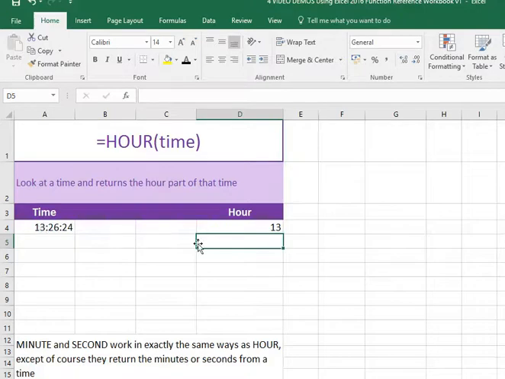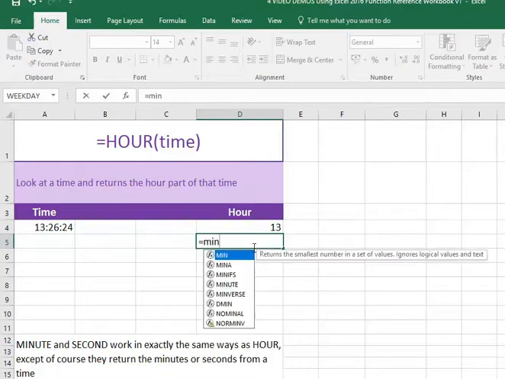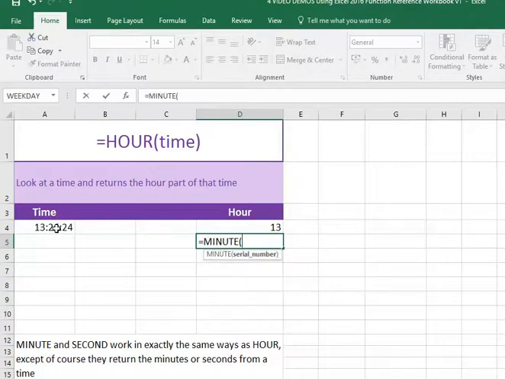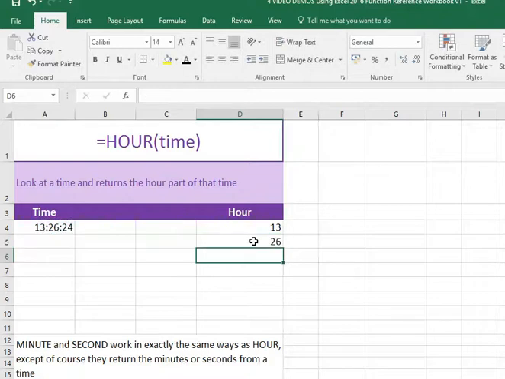part of that. If I now want to take the minutes part, it'll be equals, let's find the minutes, there we go, equals minute of that same cell A4, close the bracket, and there we go. It's telling me it's 26. That's the middle part, the minutes part, and finally we'll look at the seconds.